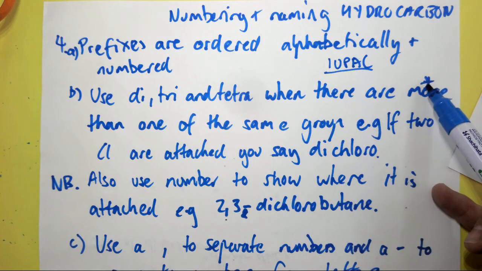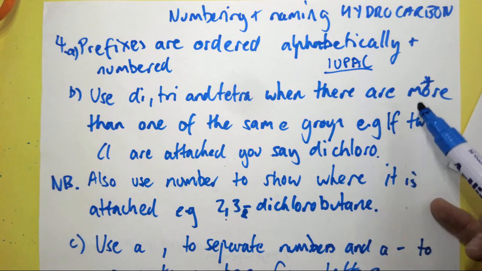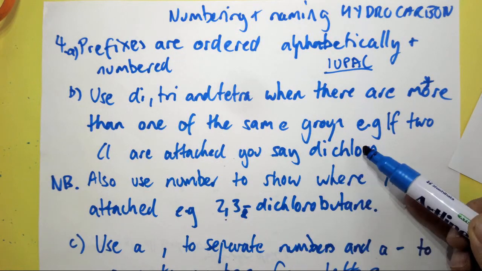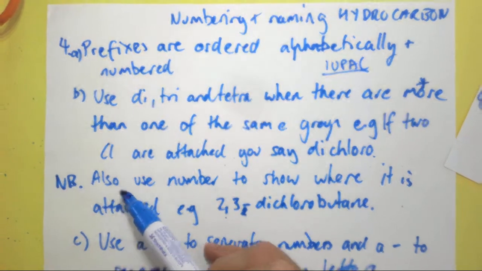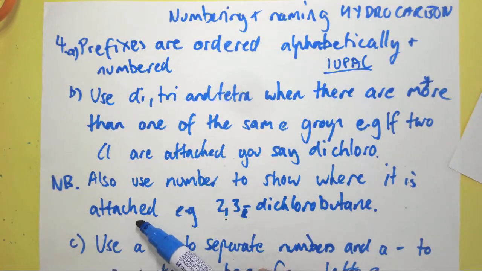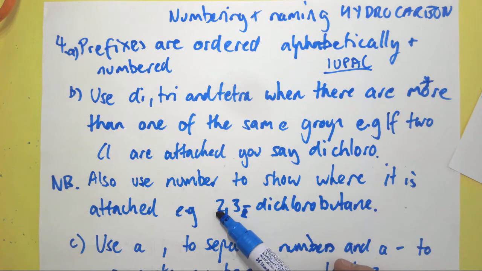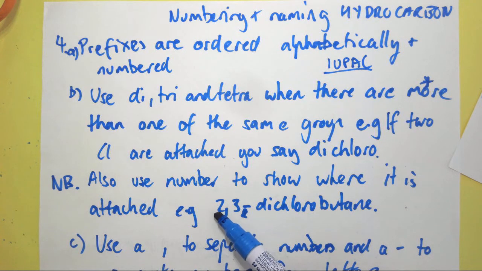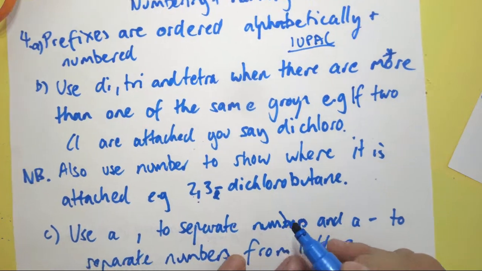Now I'll put a little asterisk here because this is one that we quite often forget. For example, if there were two chlorines attached, you would say dichloro, which means there's two chlorines somewhere. Note well, also use the number to show where it is attached. For example, if you had a carbon chain and there was a butane, with single bonds, but on the second carbon and third carbon you had a chlorine, you would have 2,3-dichlorobutane. Now I could draw this just from the name, so I'll do that.